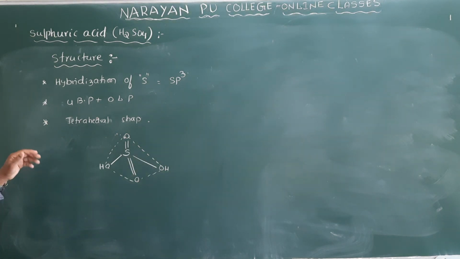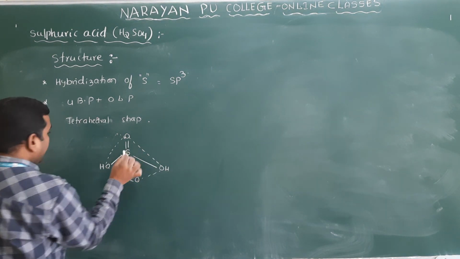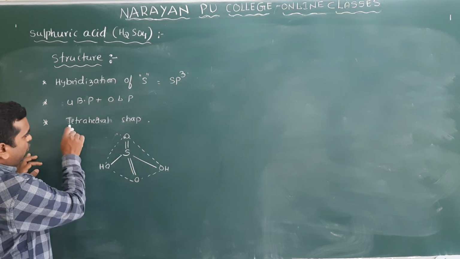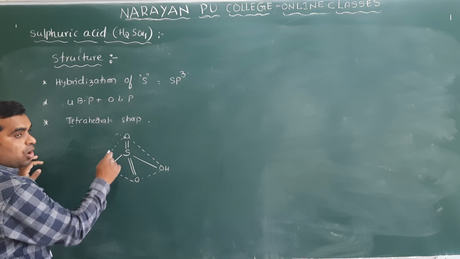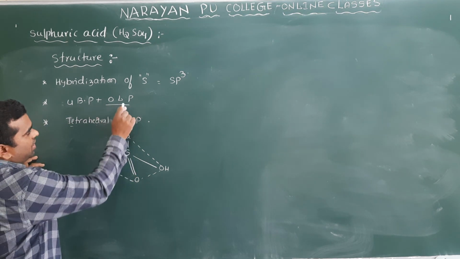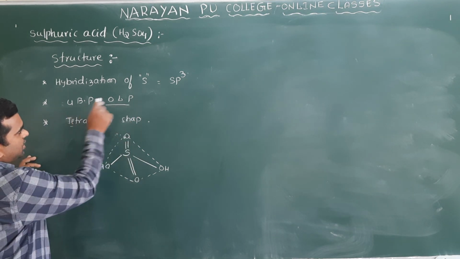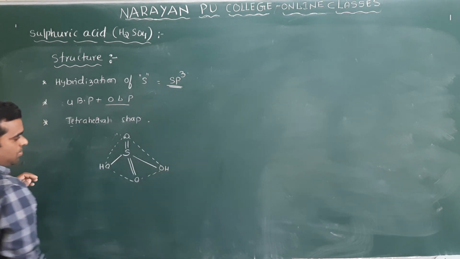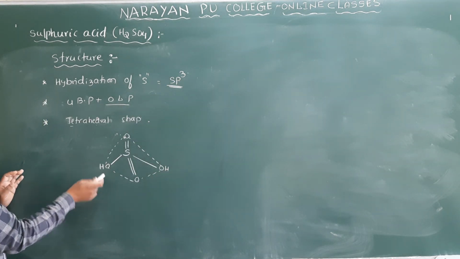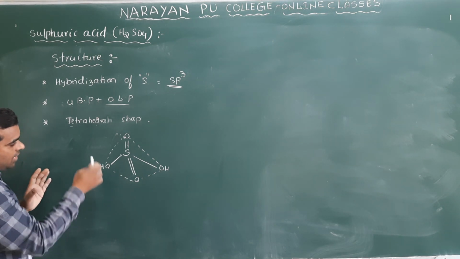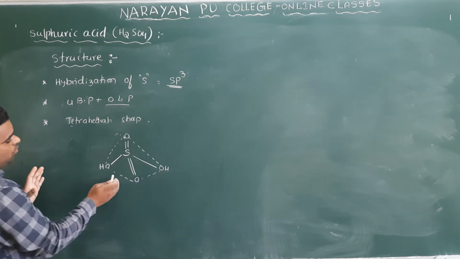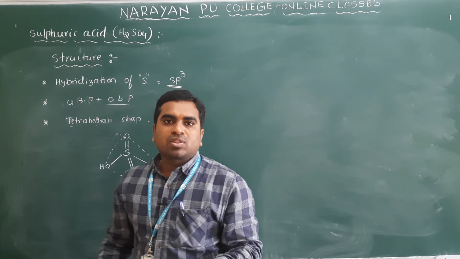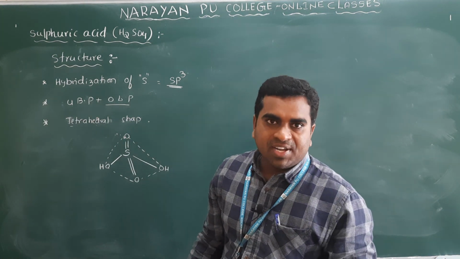Now how many bond pairs are there on sulfur? 1 2 3 4, pi bonds we never consider. Sulfur is forming 6 bonds, and it will not have any lone pair of electrons. So what is the hybridization? 4 plus 0 is 4, which means sp3. Very important: sulfuric acid and sulfate ion are both in sp3 hybridization only.